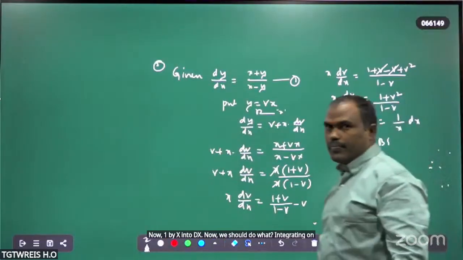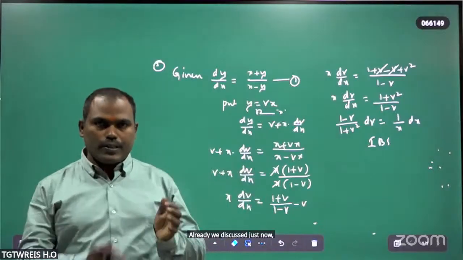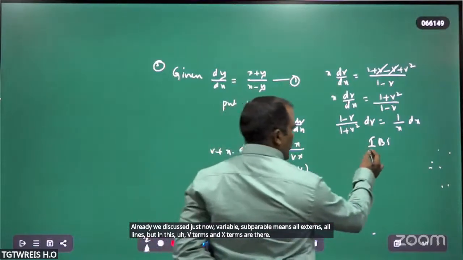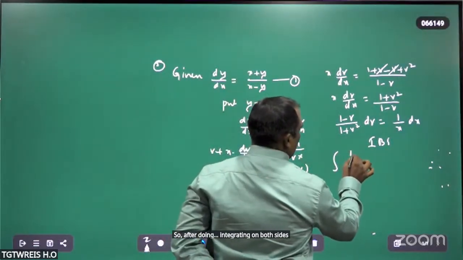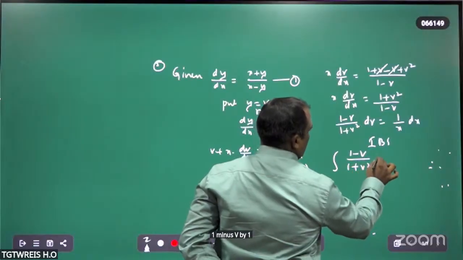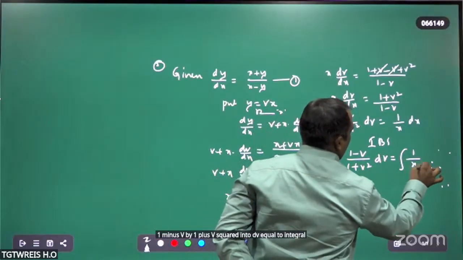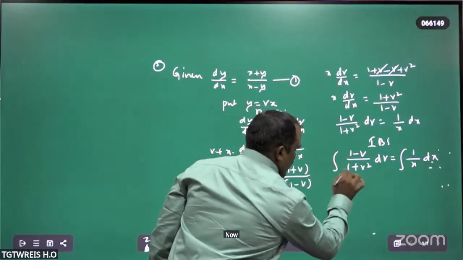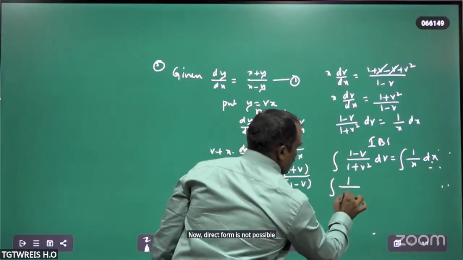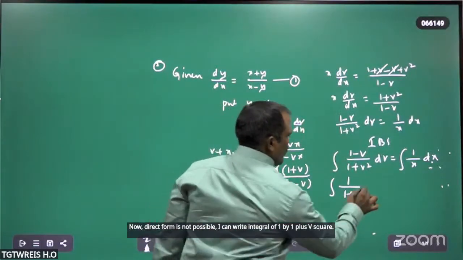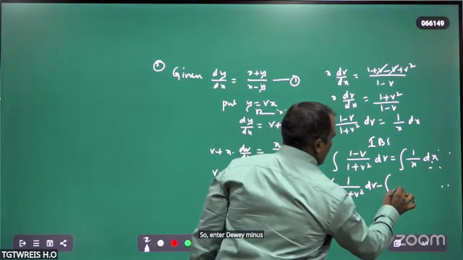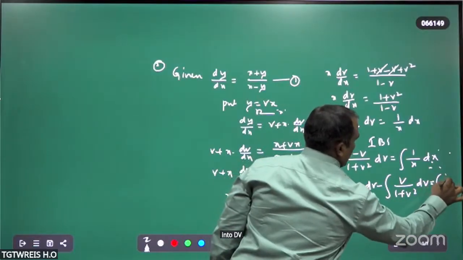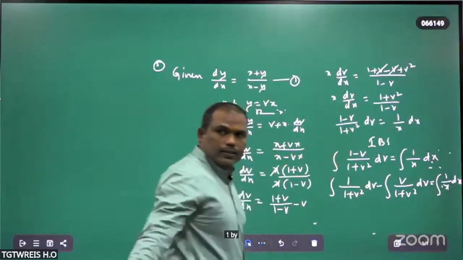Now what should we do? Integrating on both sides. See, we already discussed just now, variable separable means all x terms on one side and all y terms on the other. But in this, v terms and x terms are there. So after integrating on both sides, integral of 1 minus v by 1 plus v square into dv equal to integral of 1 by x into dx. Now a direct formula is not possible. I can write integral of 1 by 1 plus v square into dv minus integral of v by 1 plus v square into dv equal to integral of 1 by x into dx.